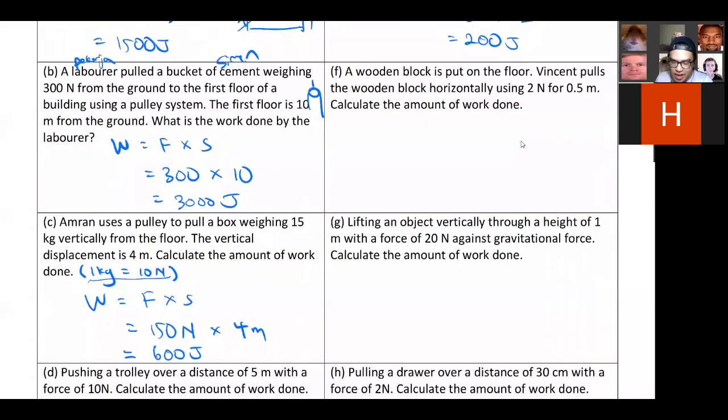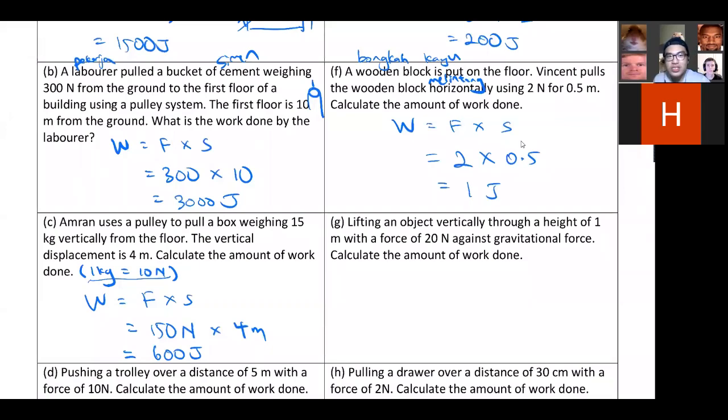So simple. Next, F. A wooden block, bongkah kayu. You see this a lot in questions. Bongkah kayu means a piece of wood lah. The wooden block is put on the floor. Vincent pulls the wooden block horizontally, secara melintang, using 2 Newton for 0.5 meter. Calculate the amount of work done. Work done equals force times displacement. Force is 2 Newton, displacement 0.5. So you get 1 joule.